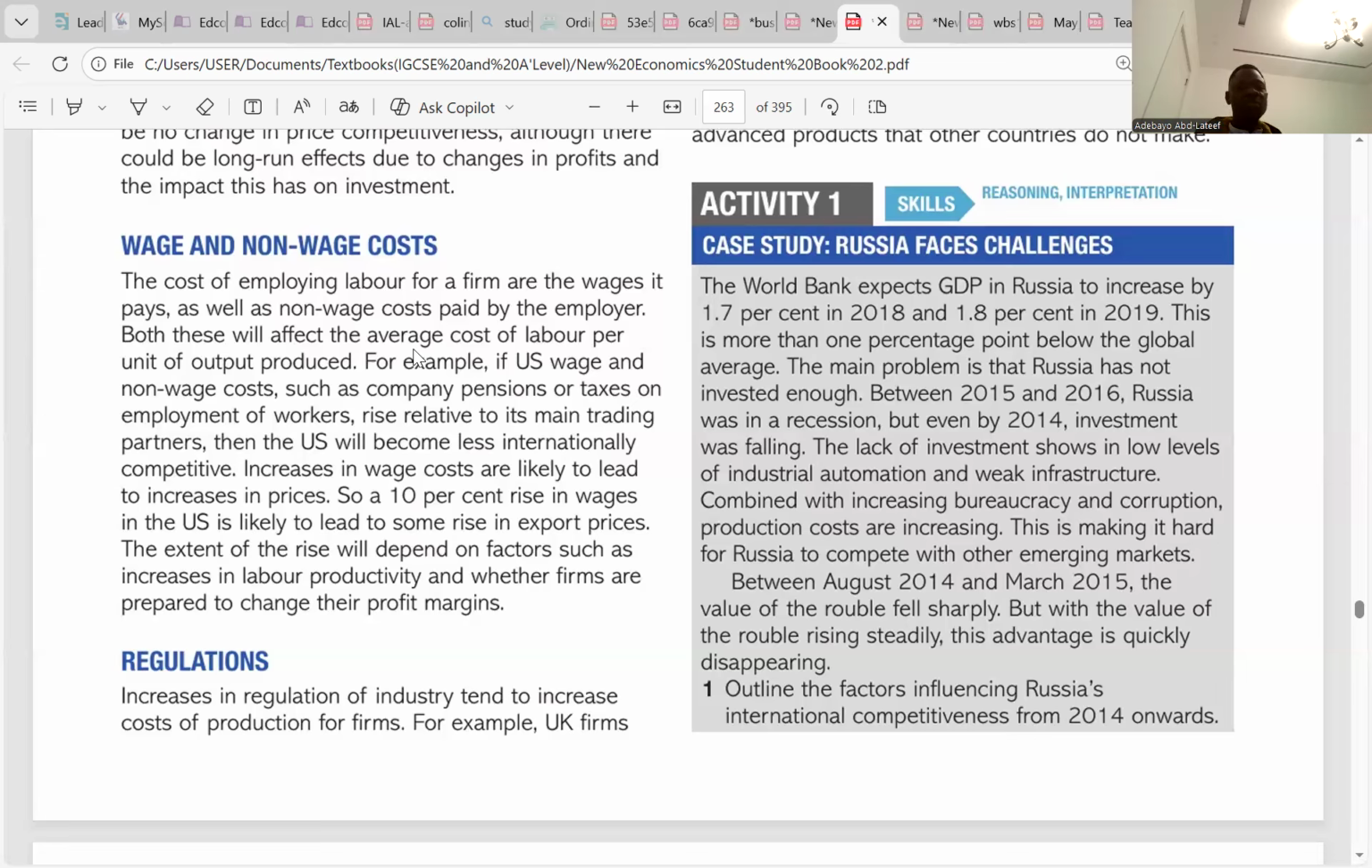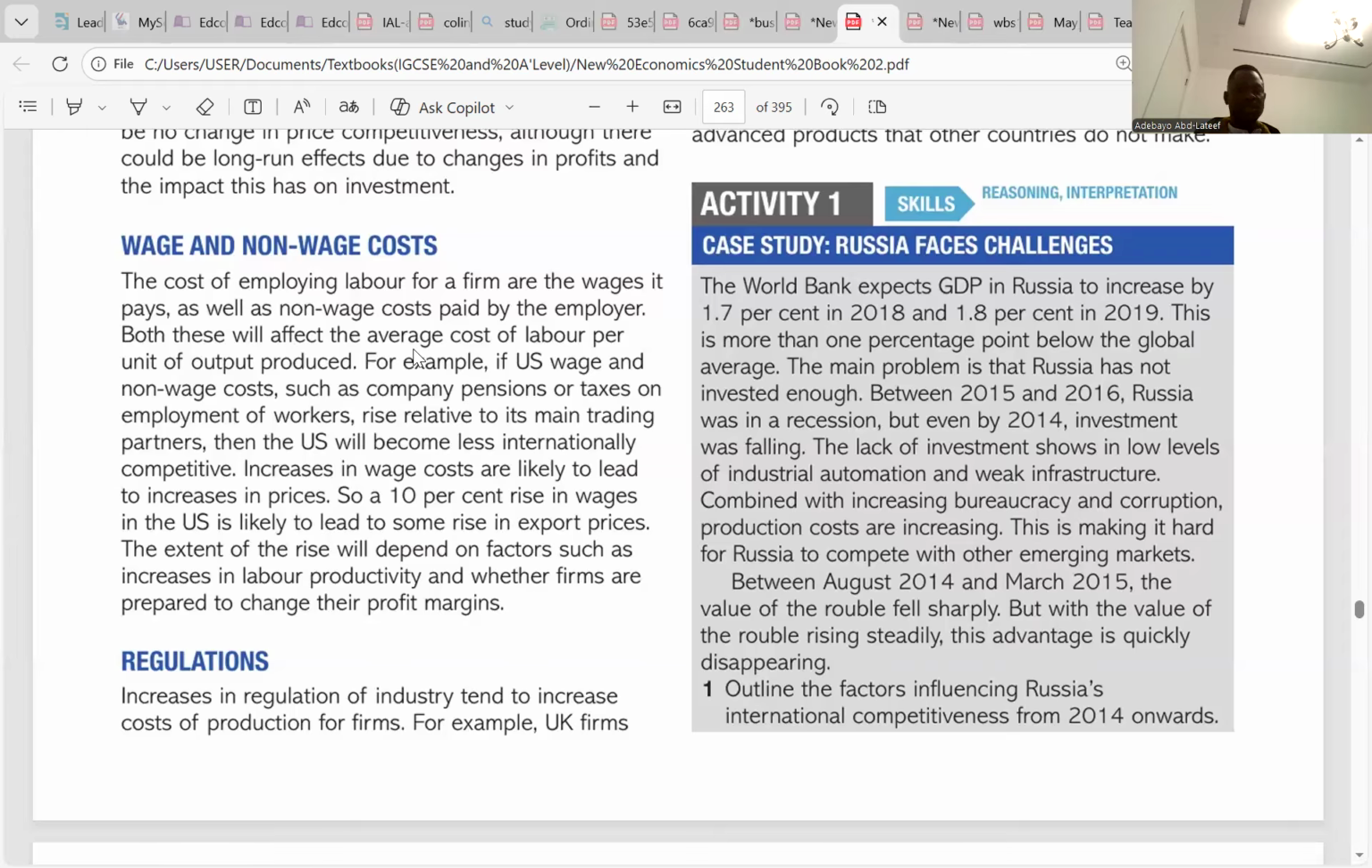So if your labor productivity, if the wage rate is increasing and you still want to continue to be internationally competitive, you might leave the price as it was. But remember, when you do that, there's a cost for that. The cost is that your profit margin would fall. So that's what we talk about, non-wage cost here.